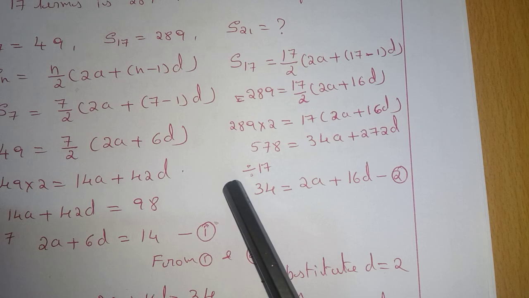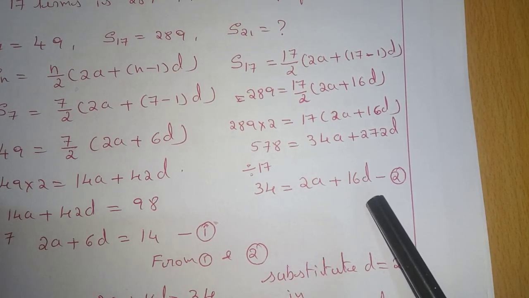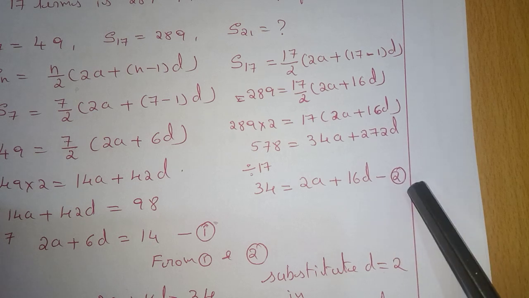Now let us divide by 17. 34 is equal to 2a plus 16d. Take it as equation 2.